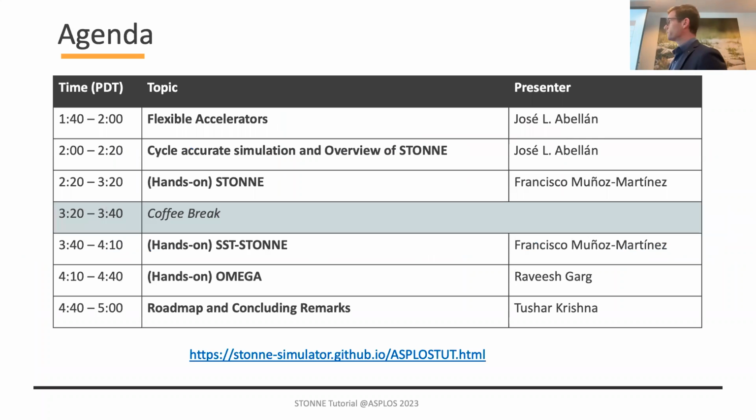Regarding the different parts, after the introduction, I'm going to start with the flexible accelerator part. After that, a circular simulation, and then a brief introduction to the STONNE simulator. Later, Francisco is going to join us virtually, and he's going to continue with the hands-on on STONNE and SST-STONNE. After that, the OMEGA part, which is an extension of the STONNE simulator, will be presented by Ravish. And finally, Tushar Krishna is going to present the roadmap of development and conclude the tutorial. So let's see if this works. Okay, this works.